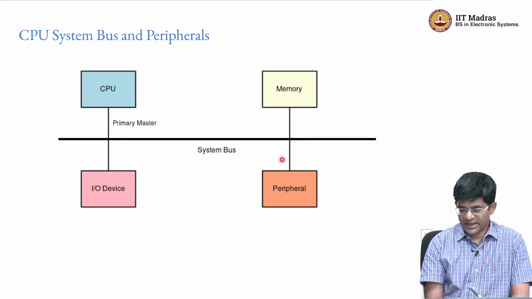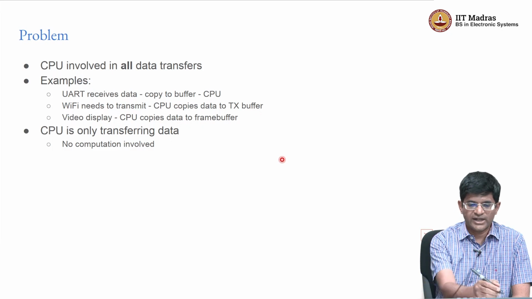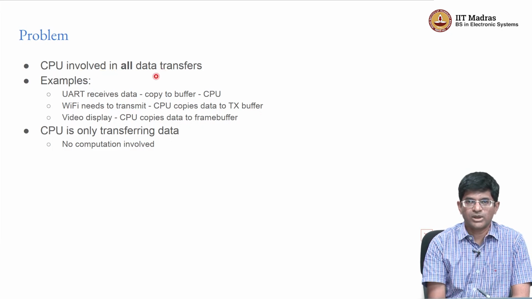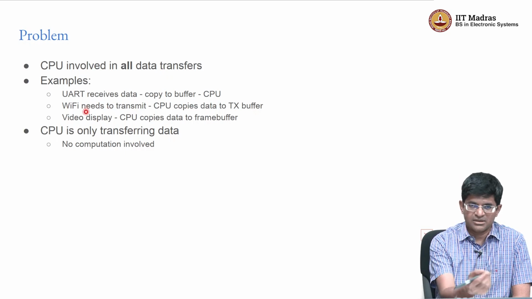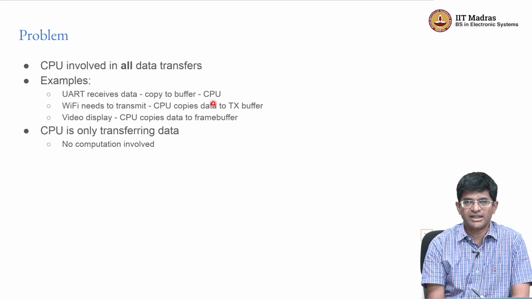Now all this is fine, right, and this is typically how computer systems work, except for the fact that the CPU is involved in every single one of these data transfers, right. Examples are plenty, right. A UART receives data. If I want to copy that data into a buffer in the memory, the CPU has to do it.